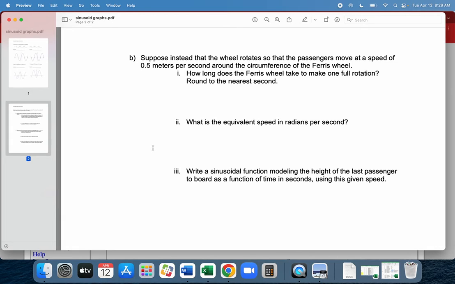Same sort of thing, only it's 32 pi divided by 0.5, which will be about 201 seconds. So time here is about, rounded to the nearest second, 201 seconds. It's still approximate, but rounded to the nearest second, it's 201 seconds to go all the way around. A little over 3 minutes, right? So let's leave it in seconds.